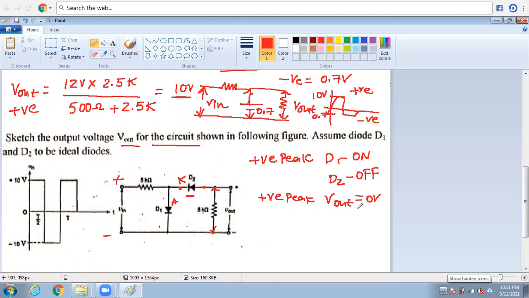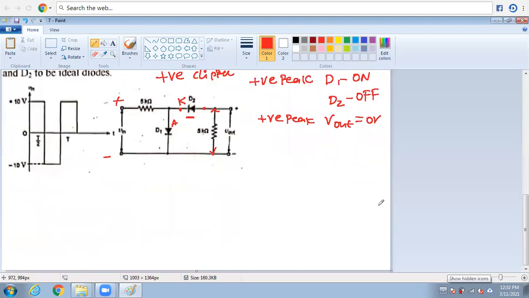So the positive peak is completely clipped. This circuit is called a positive clipper. In D2, this positive is connected to the cathode terminal, so it is an open circuit, and V output is 0 volts. Right? Now we will apply the negative peak.